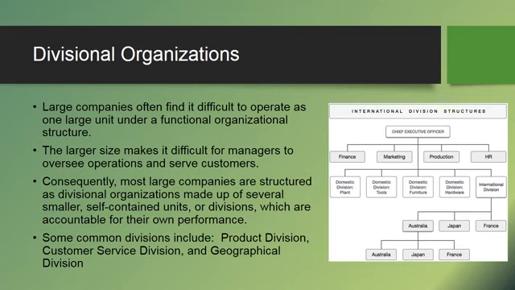Divisional organizations are usually seen with larger companies. The larger size makes it difficult for managers to oversee operations and serve customers. Consequently, most large companies are structured as divisional organizations made up of several smaller self-contained units or divisions, which are accountable for their own performance. Some common divisions include the product division, the customer service division, and a geographical division.